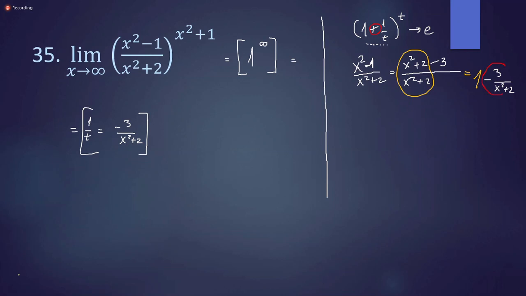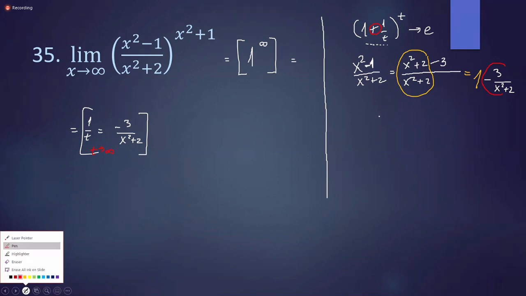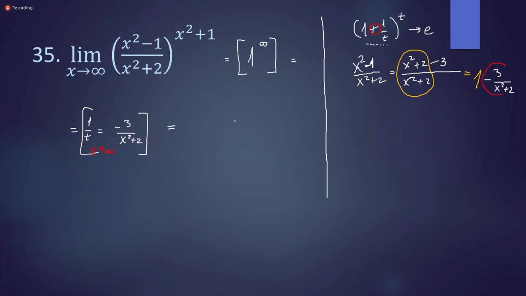And of course, we see that if x tends to infinity, then t also tends to infinity, although it's negative infinity, but it's still the same. It tends to infinity. In our case, it doesn't matter, positive or negative, in this particular limit. And so now I can write this is the limit of 1 plus 1 over t.